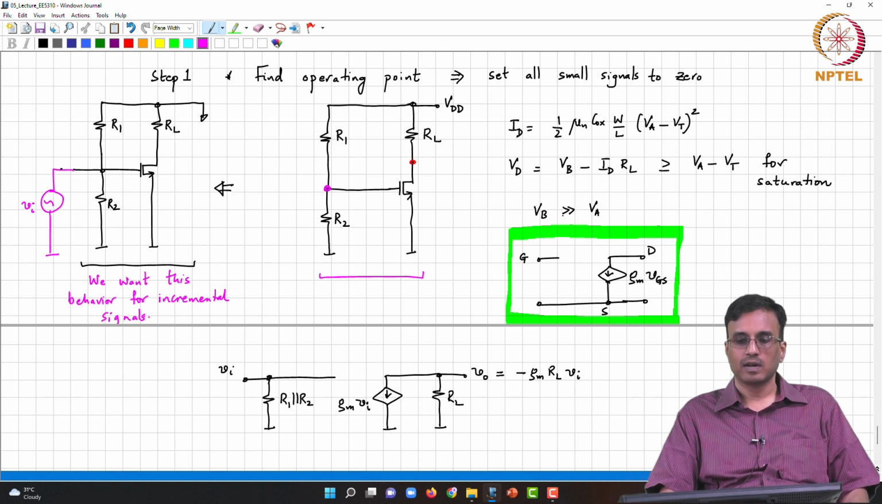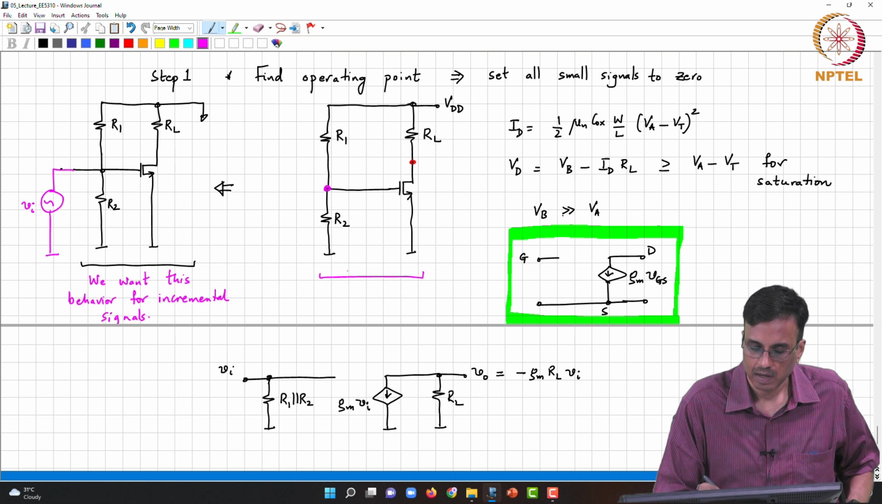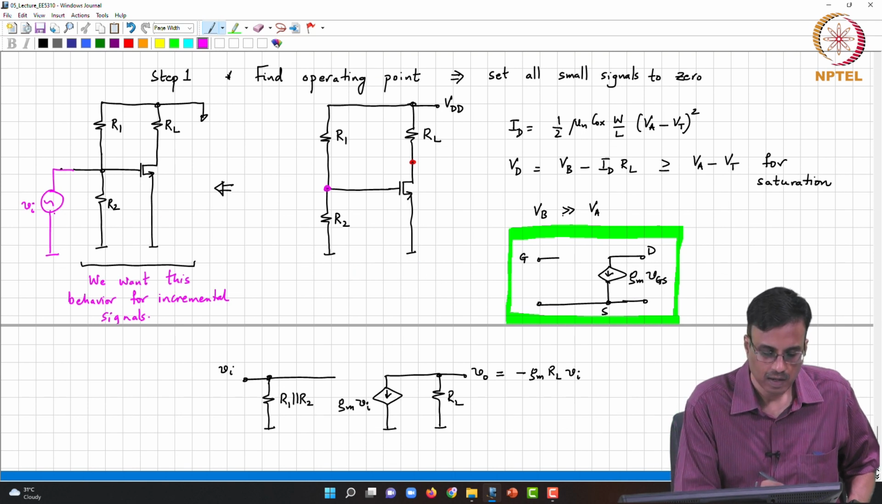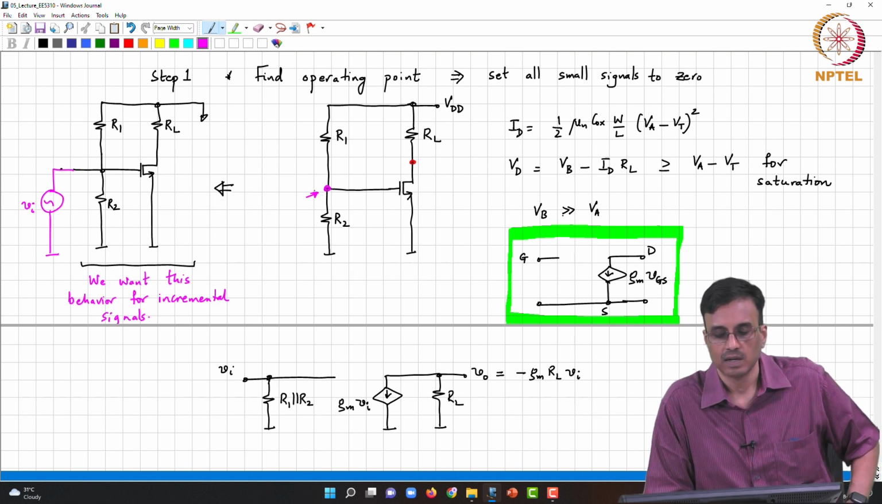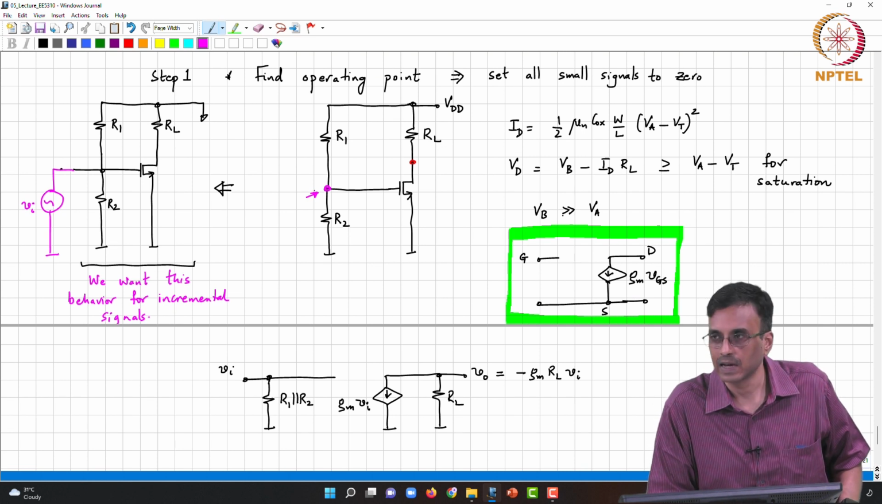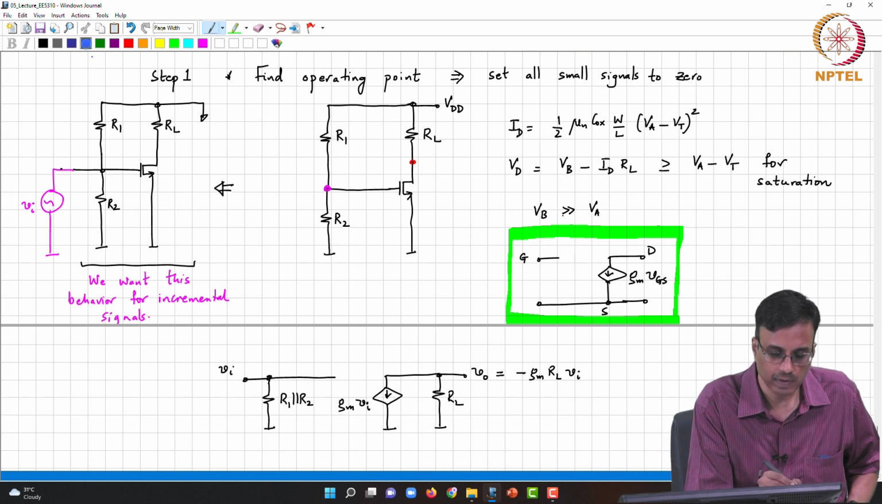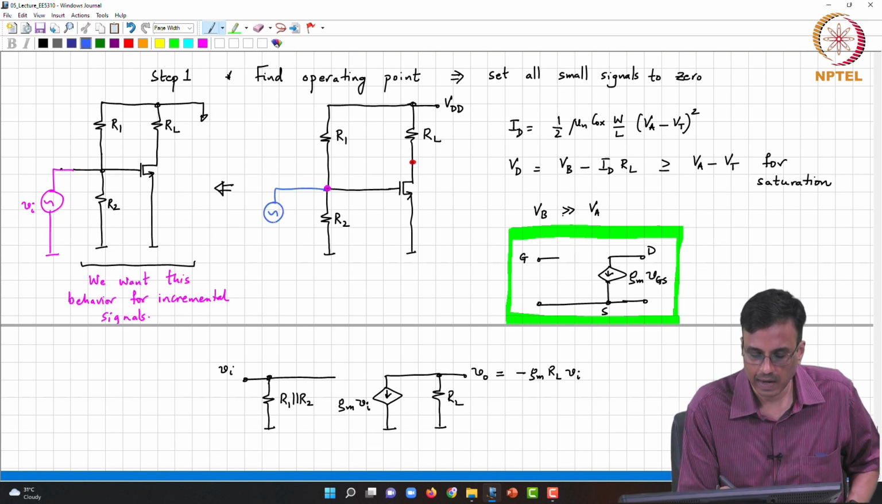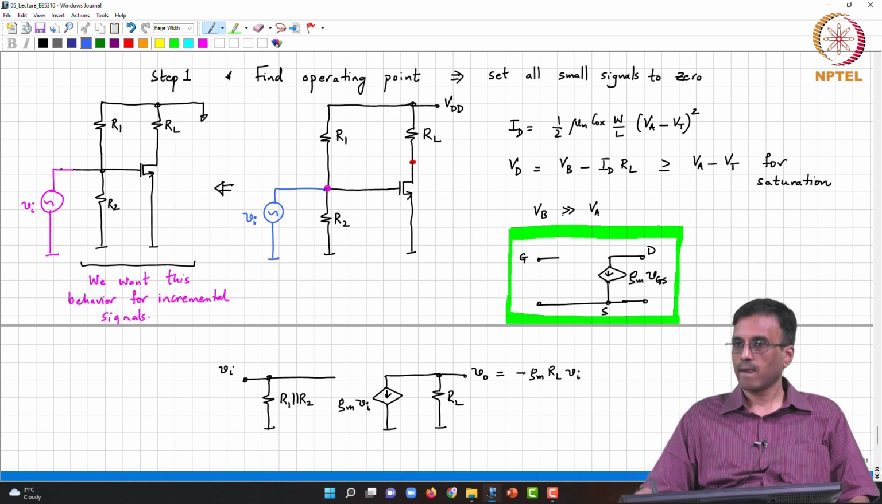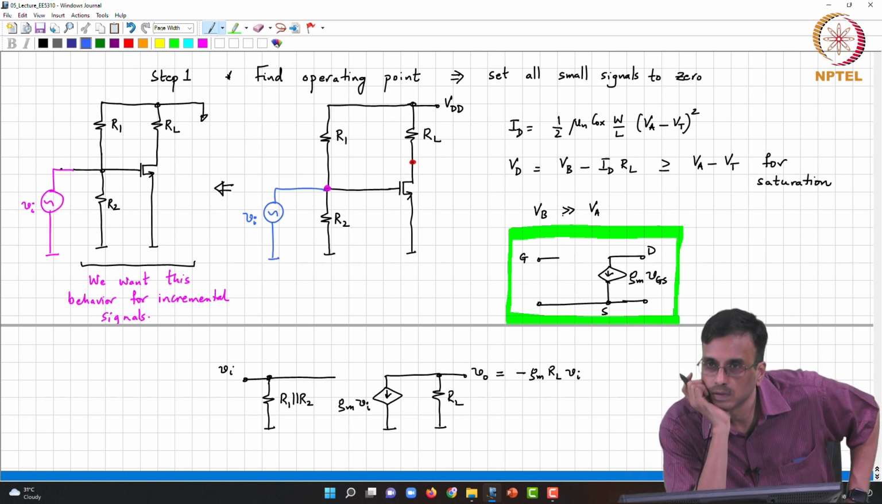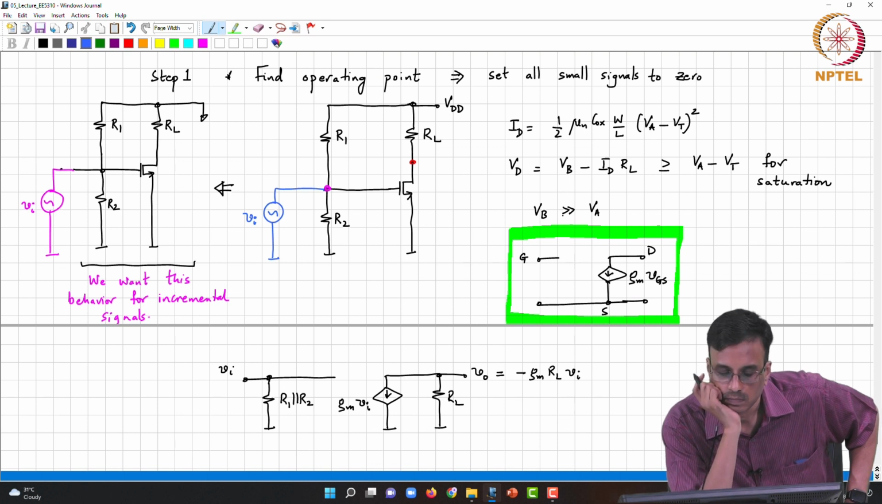How can we make sure that this voltage here also has an incremental component Vi? The simplest thing I can think of is, what happens if I simply connect Vi here? Yes. Why?